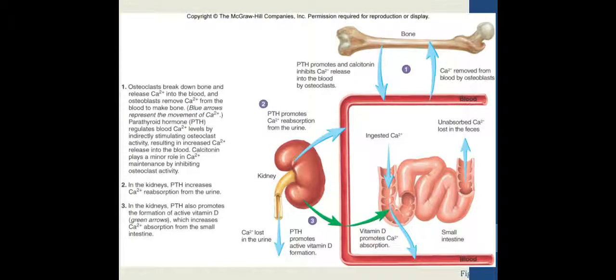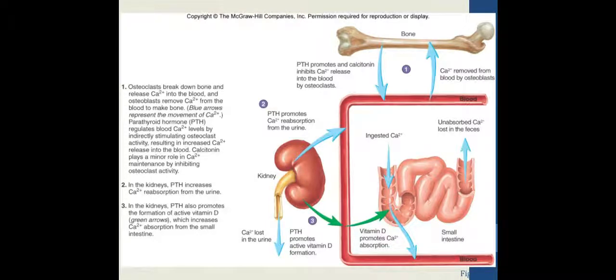So here's that in sort of a picture form. What do we got going on? You've got your bone that is storing calcium. Calcium in your blood is lowering. We need more. That's your parathyroid that is getting stimulated to release parathyroid hormone, which will then have osteoclasts break down bone matrix, release calcium.